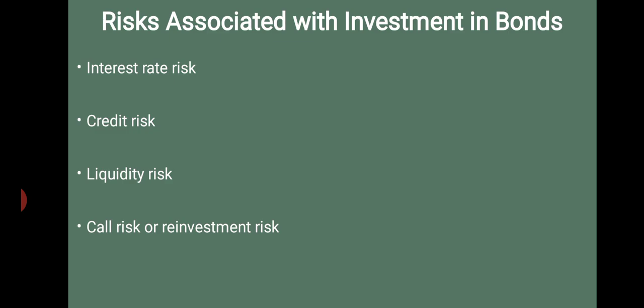And another one, that is credit risk. That means suppose an issuer faces a financial crunch or bankruptcy. What will happen? He may default on payment towards this instrument. So this is a credit risk. It's a common phenomenon. Okay.